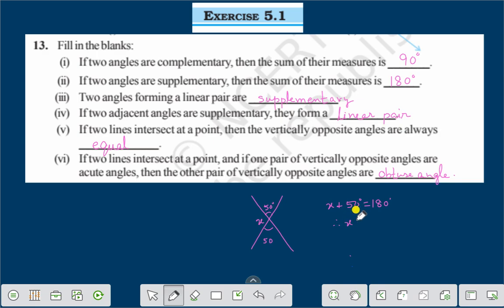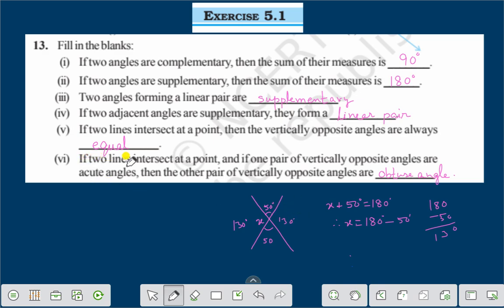Therefore you can say that x is equal to 180 degrees minus 50 degrees. If you subtract this, that is 180 degrees minus 50 degrees, what you are getting is 130 degrees. That is, x is equal to 130 degrees. If this is 130 degrees, this will also be 130 degrees.